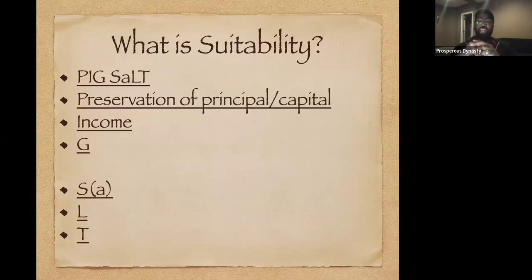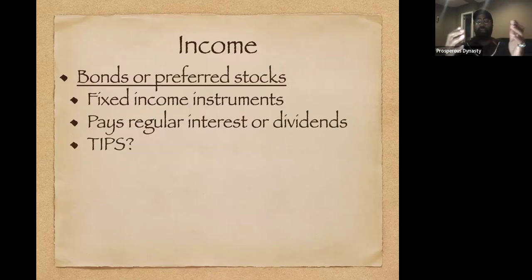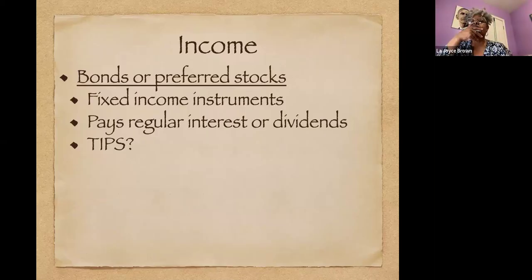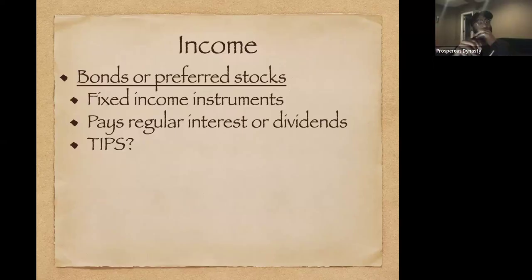All right, the I stands for income, right? So this is somebody that wants income, right? So what provides income? Those bonds or preferred stocks, right? These are fixed income instruments that pay either interest or dividends, right? So the interest is paid how often? Semi-annually. Dividends is paid how often?